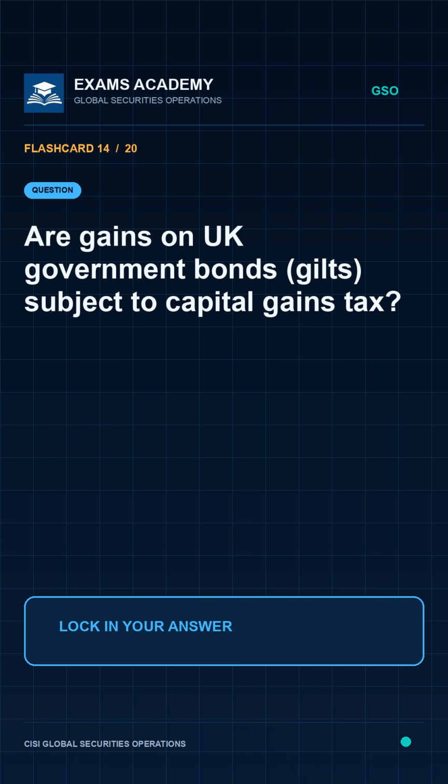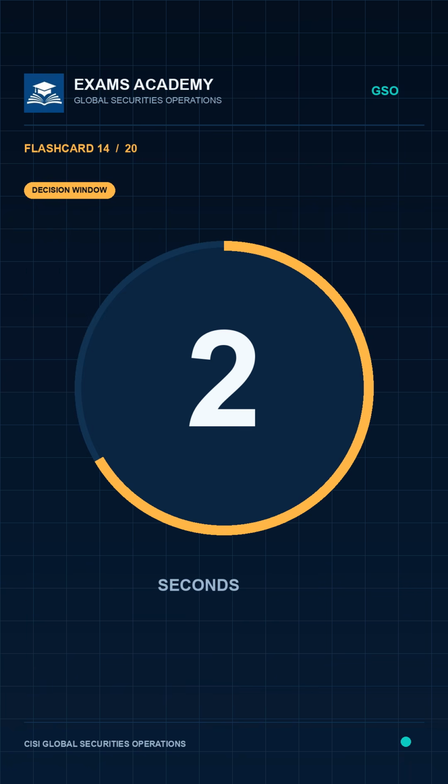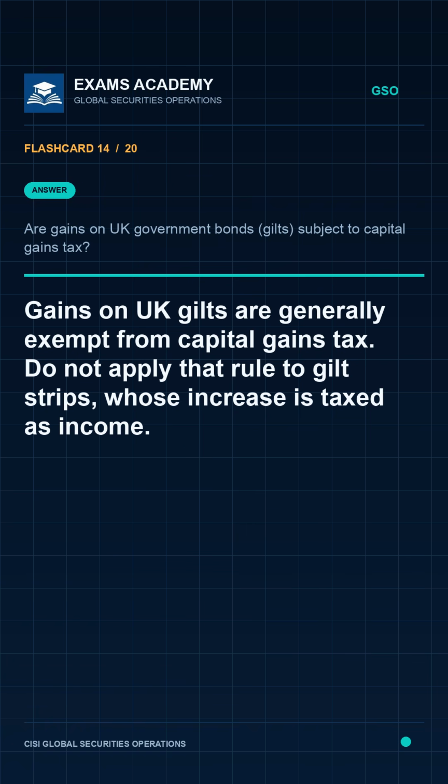Question 14. Are gains on UK government bonds, gilts, subject to capital gains tax? Answer. Gains on UK gilts are generally exempt from capital gains tax. Do not apply that rule to gilt strips, whose increase is taxed as income.